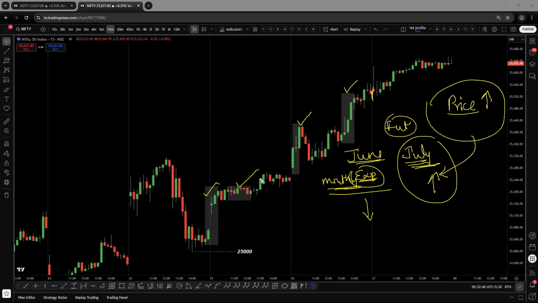Done. But at the same time, I want it to expire. I want my positions to be at the highest profit. So what do I need to do? I have to take the market higher and I have to close my old positions. How do I take the market higher? Using July month expiry. I'm taking the market higher using July month contracts.